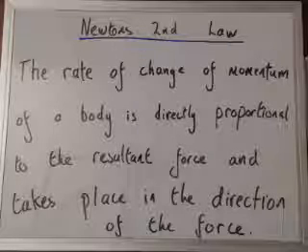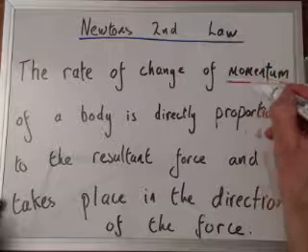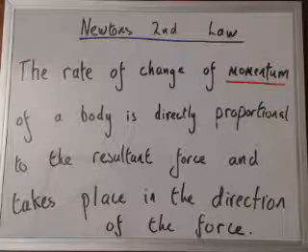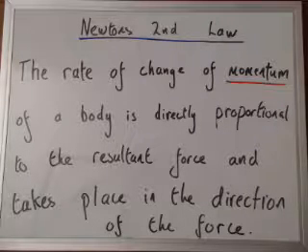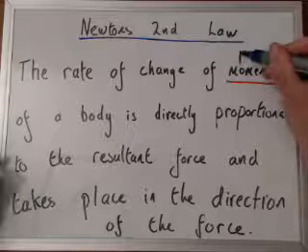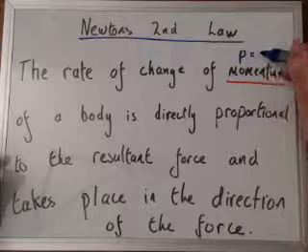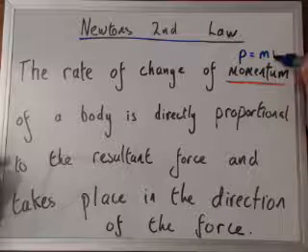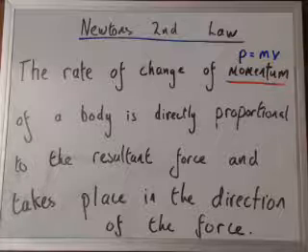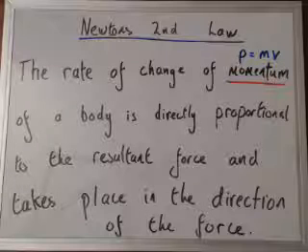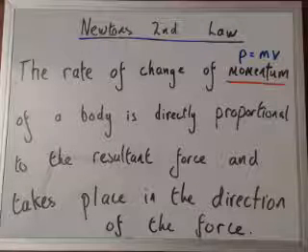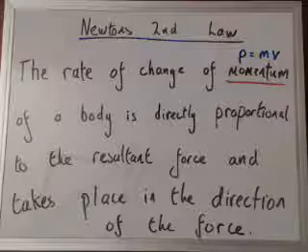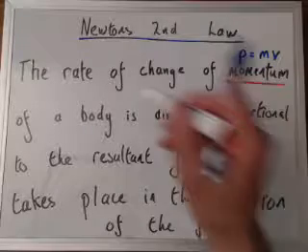First of all, let's look at momentum. Momentum is a quantity given by the letter P, and that means P, the momentum, is equal to the mass of the body times its velocity. Now momentum is in fact a vector, so it has magnitude as well as direction. Okay, what else do we look at? Let's have a look at rate of change.